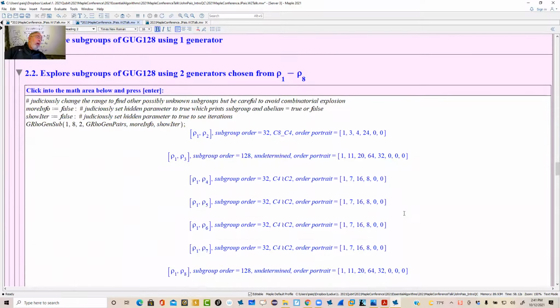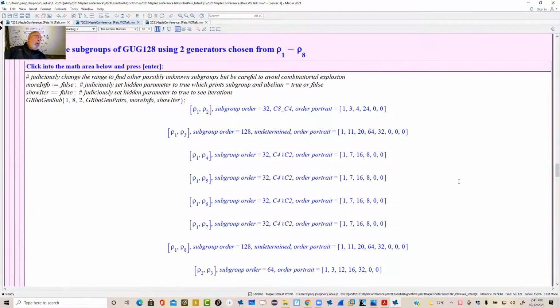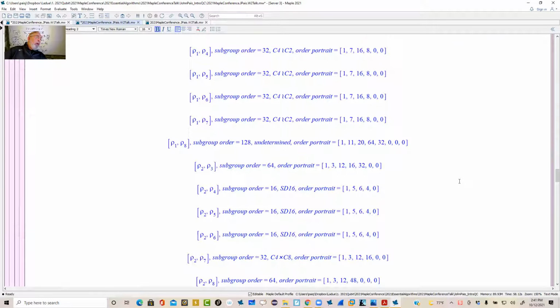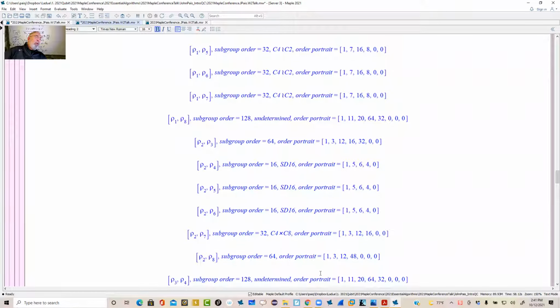And now here's where I'm using two generators. Here's the whole group that got generated. There's the 128 unknown group and more. Now here's a subgroup of order 64. That's unknown because it's not named here. Oh, here's another one. So those are two different ones of order 64. So I know I have two different subgroups of order 64. That gives me information.